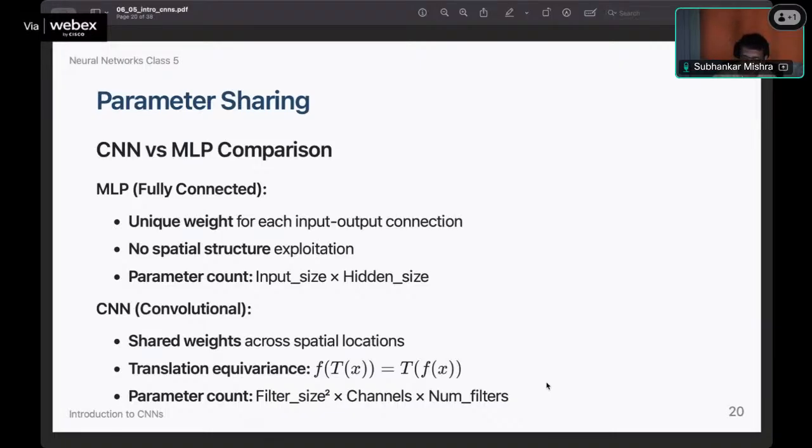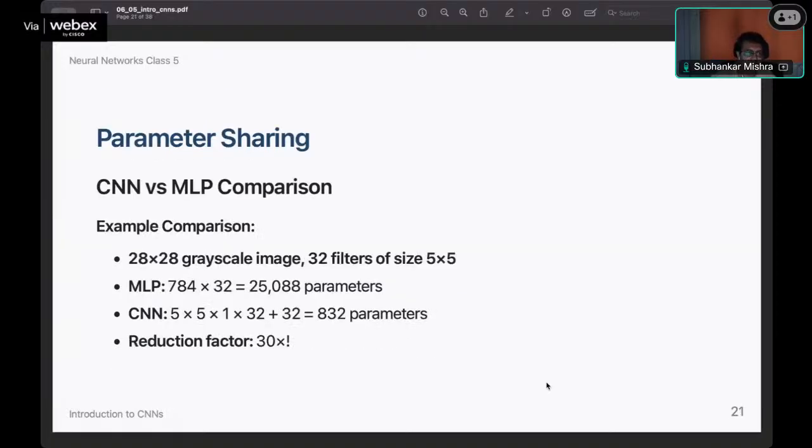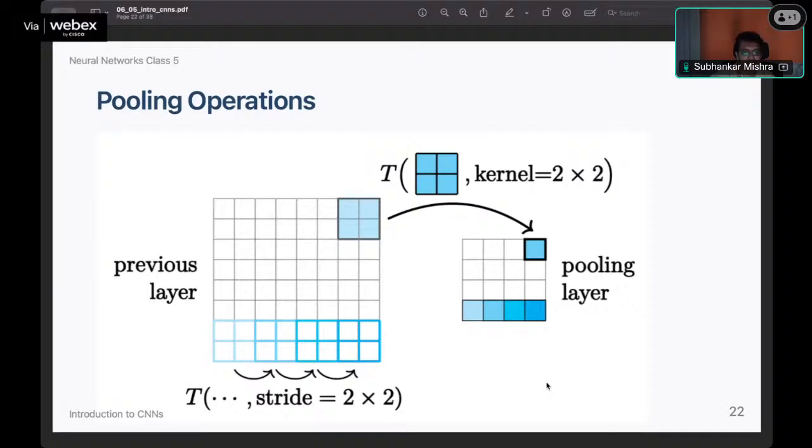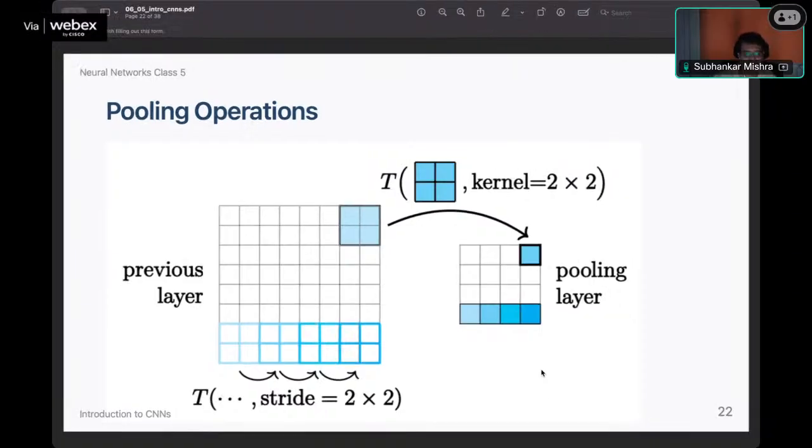And in the empirical sense, this is way lower than MLP. If you see a comparison, if you had a 28 cross 28 grayscale image and you had 32 filters, each of size 5 cross 5, the CNN would have about 30 times fewer parameters. So it's a huge drop, 25,000 compared to 832.